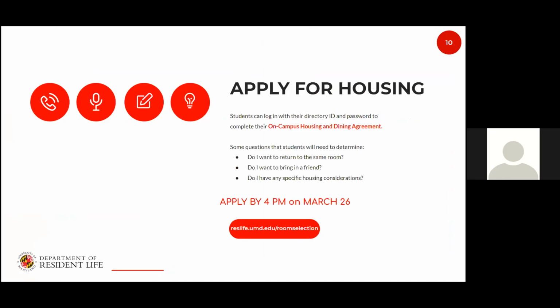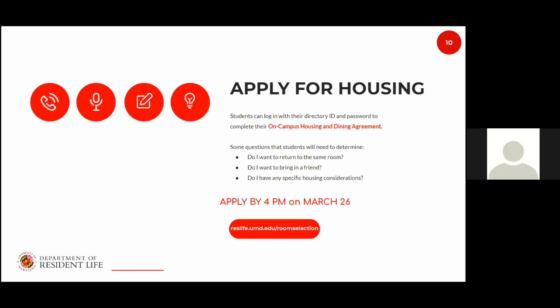Most important thing to take from this presentation is that all students must apply for housing. Again, they will log into their housing portal with their directory ID and password and complete the on-campus housing and dining agreement. Some of the questions that students may want to determine is if they want to shop for their same room, they certainly can do that. Do they want to have a friend join them now that we have double rooms again? They certainly can consider that. Are there any other housing considerations a student should be concerned with? Do I have medical needs that I need to consider when I'm shopping?